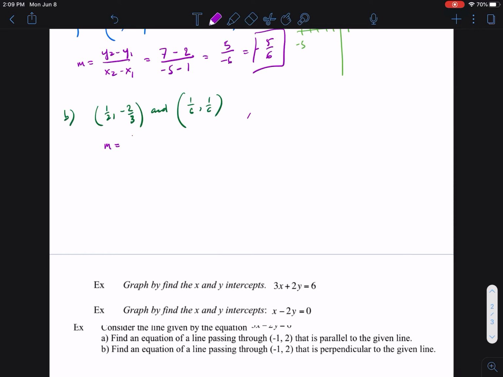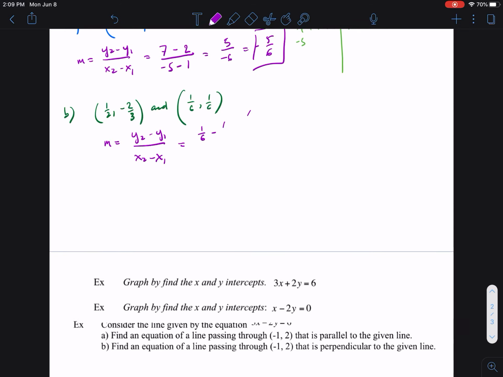So m equals y2 minus y1 over x2 minus x1. We have 1/6 minus y1, which in this case is negative. So we have one negative from the formula, and we subtract y1, which is negative 2/3, divided by 1/6 for x2 minus 1/2. So on the top we have 1/6 plus 2/3, because minus a negative is positive, and on the bottom we have 1/6 minus 1/2.